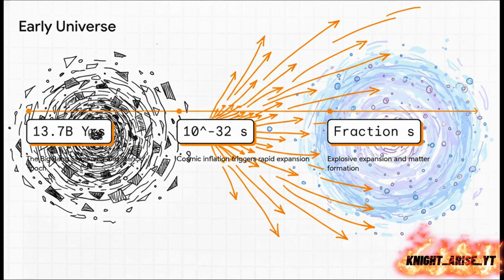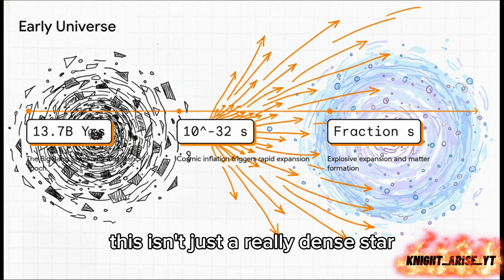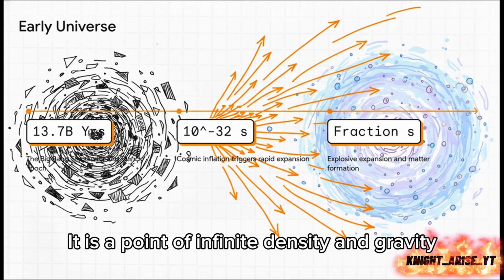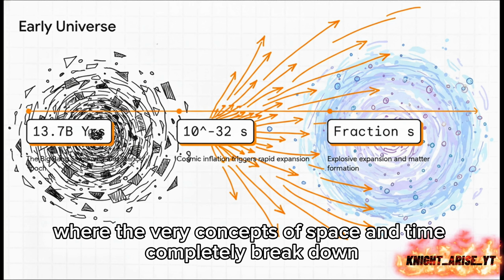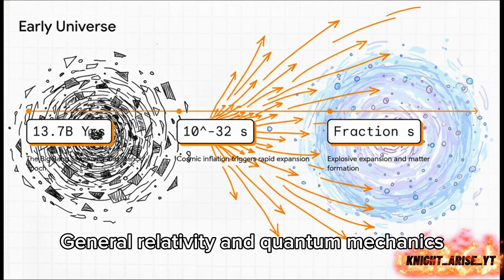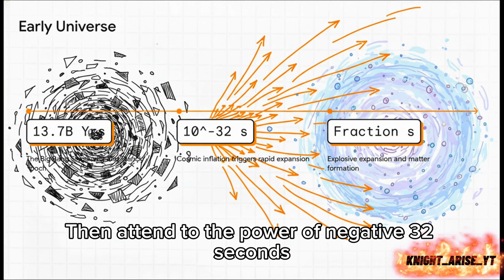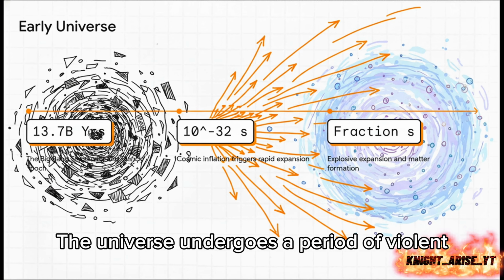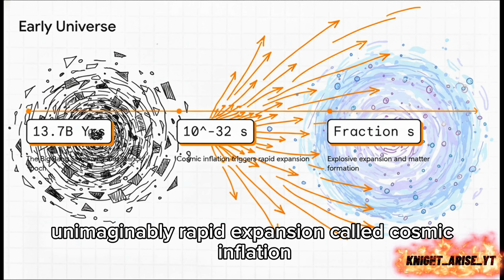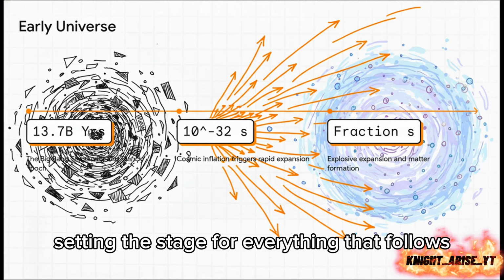Now, you need to understand, this isn't just a really dense star. It is a point of infinite density and gravity where the very concepts of space and time completely break down. General relativity and quantum mechanics, they just stop working here. Then, at 10^-32 seconds, the universe undergoes a period of violent, unimaginably rapid expansion called cosmic inflation, setting the stage for everything that follows.